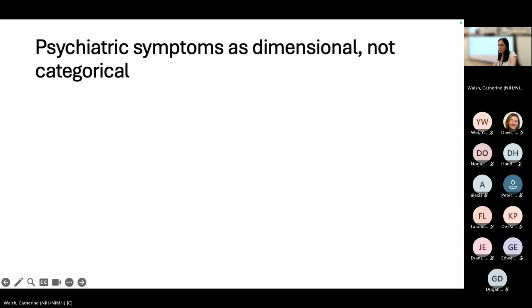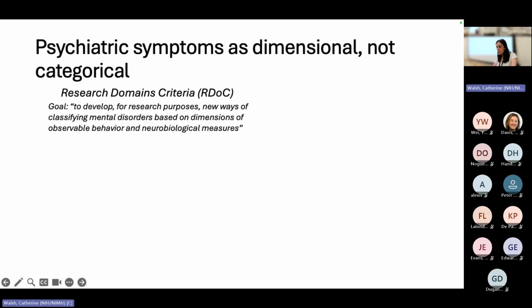So within this framework, we can also think about psychiatric symptoms as dimensional, not categorical, and this individual differences framework gives us a way to look at this. For instance, the NIMH came up with the idea of the Research Domain Criteria, or RDoC. The goal of this framework was to develop, for research purposes, new ways of classifying mental disorders based on dimensions of observable behavior and neurobiological measures.